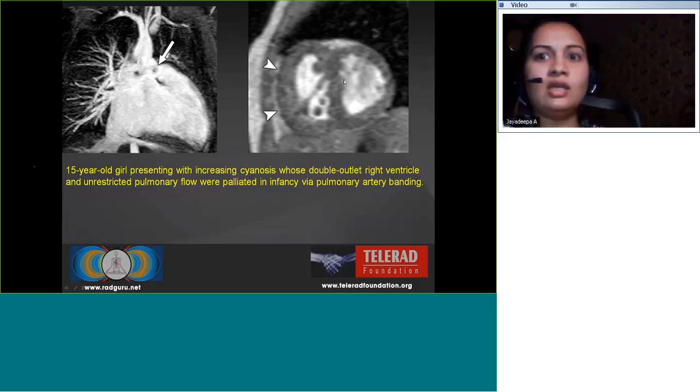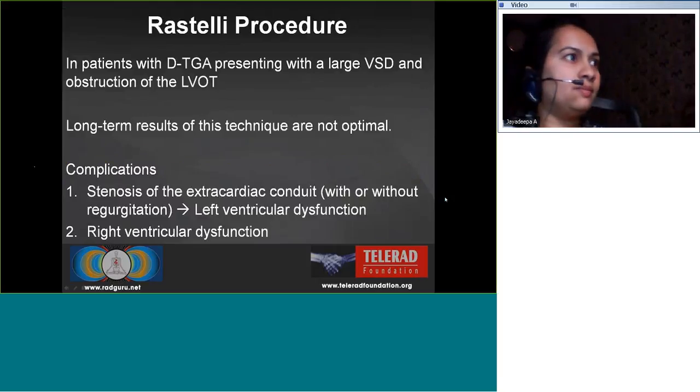This is a short axis image at the level of mid ventricle, which is showing right ventricular hypertrophy and leftward displacement of the septum. This is hard to imagine, but usually the septum is going to be convex to the left ventricle. Here we see that it is somewhat flattened or maybe displaced to the right. This is basically due to pressure overload induced by the pulmonary artery banding. What is Rastelli procedure?